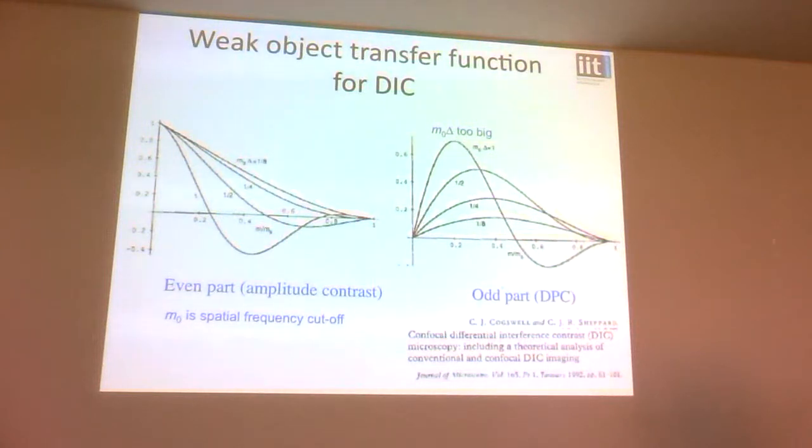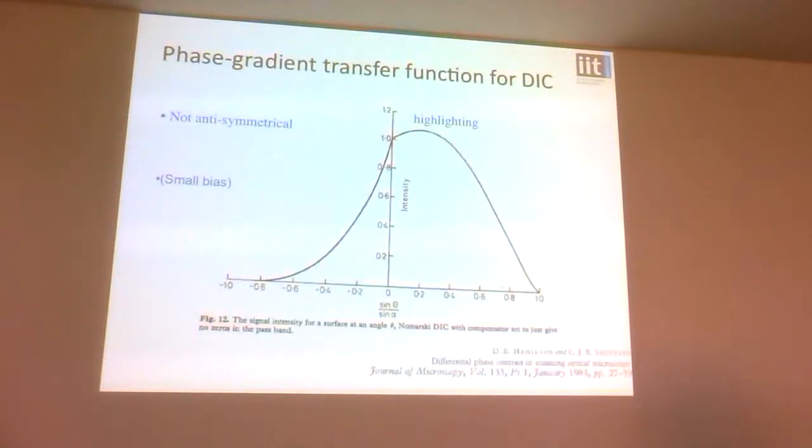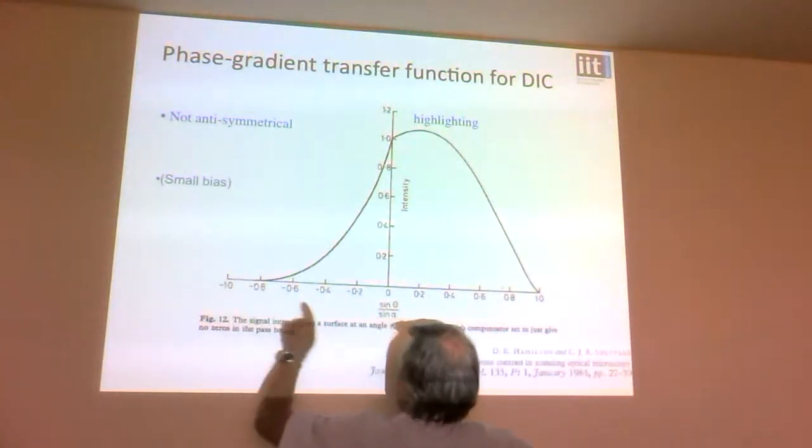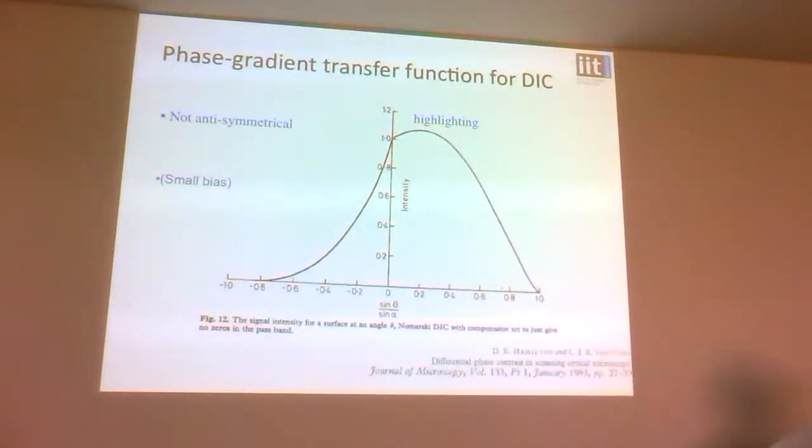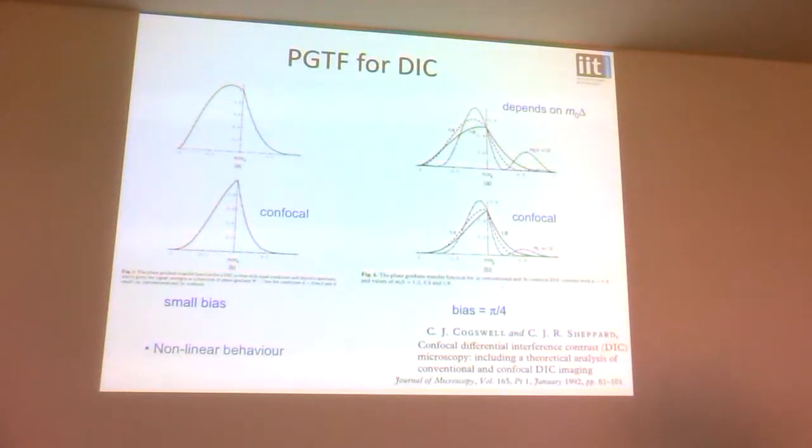So this is looking at the weak object transfer function for DIC. This is the odd part, which is going to be imaging the phase information. And this is the phase gradient transfer function. So this shows how the signal you get depends on the phase gradient, right? You remember for the DPC, we have this anti-symmetric type curve, but this is a very asymmetric curve. It behaves very differently whether the phase gradient is in the positive or the negative direction. So this is altering the effects of the bias, and you can calculate it for confocal and various things.